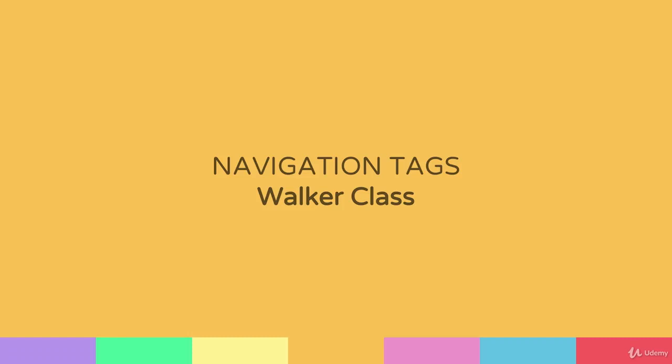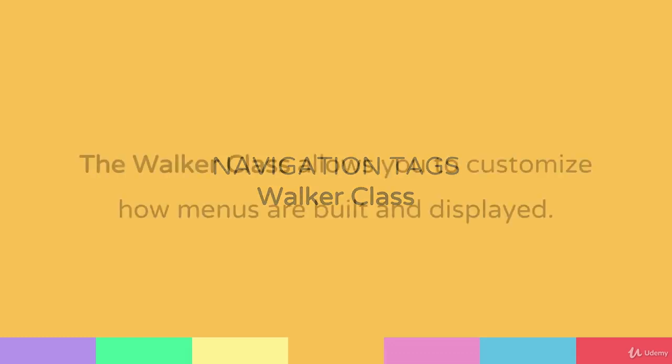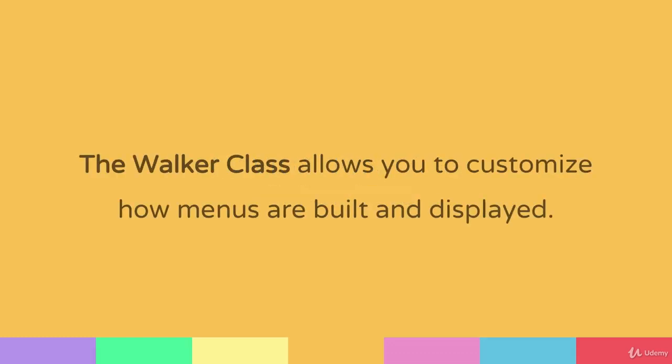The third level of customization for navigation tags, in addition to passing arguments into WP Nav menu and using the different CSS classes, is something called the Walker class. And the Walker class allows you to customize how menus are built and displayed. So we looked at how there are unordered lists and list items, and we could tweak some of that with WP Nav menu.